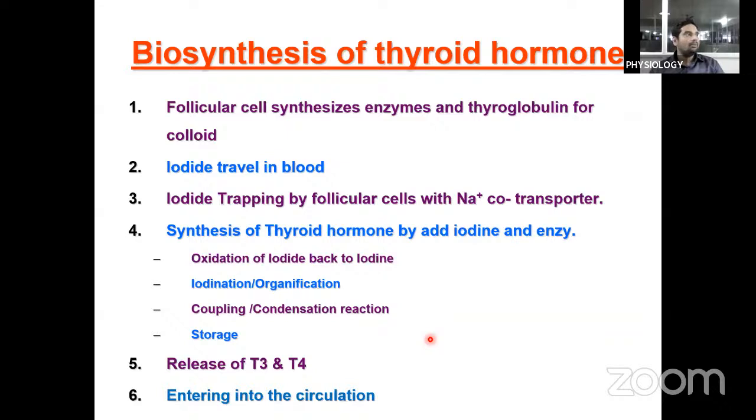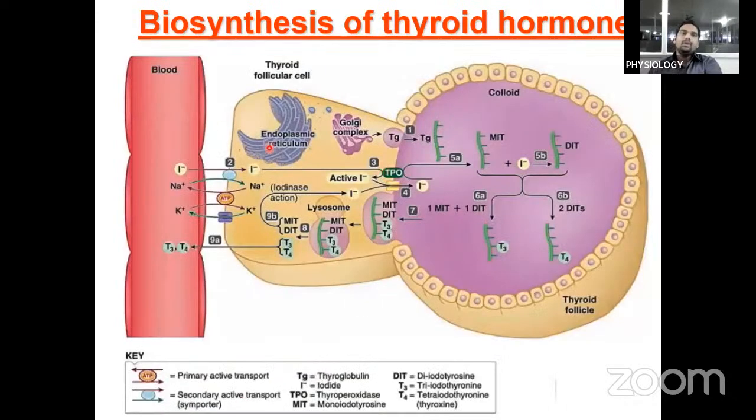Whenever there is a requirement in our body, it releases thyroid hormones T3 and T4, and finally they enter your blood circulation. Now we'll see one by one in detail. Now, the iodine. Iodine is a main factor for the generation of your thyroid hormone.